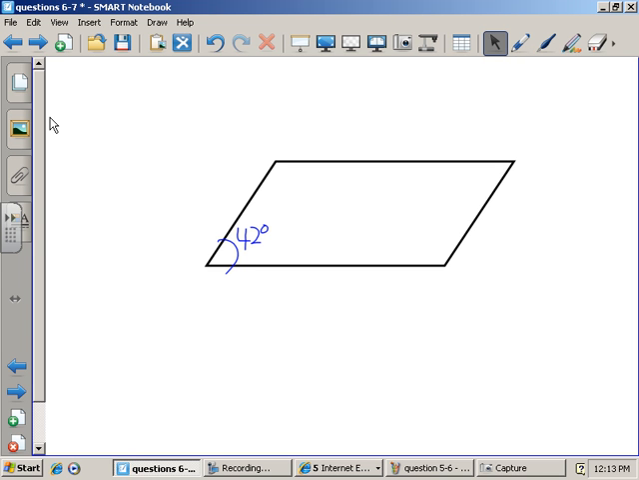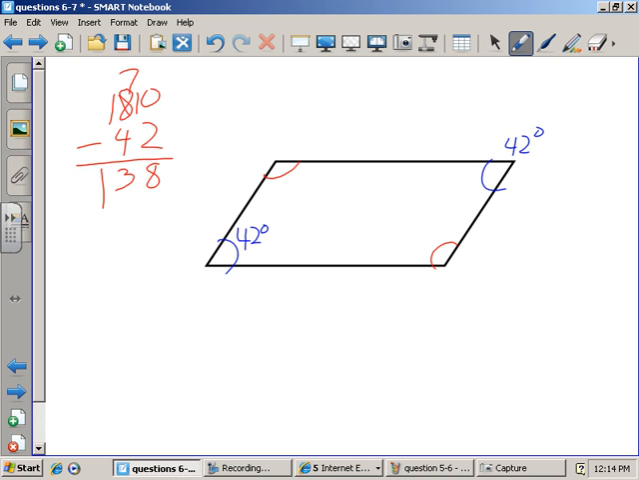So right away, you can start figuring out some of the other angles. Number one, we know that the opposite angles in a parallelogram are equal, 42 degrees. We also know that the adjacent angles, or the angles next to each other, are supplementary. They add up to 180 degrees. So I can do 180 minus 42. And I get 138 degrees.